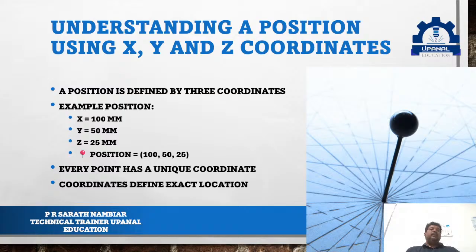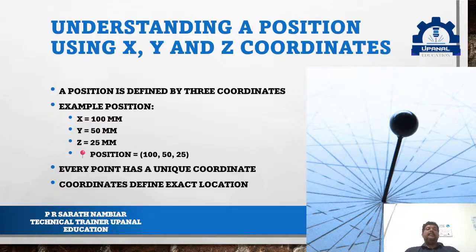Now, the next step is understanding how these three axes work together to identify a single position. So think of a coordinate as an address. Suppose somebody gives you only a house number. Can you find the house? No. Suppose they give you the house number, street name, and city. Now you have enough information.